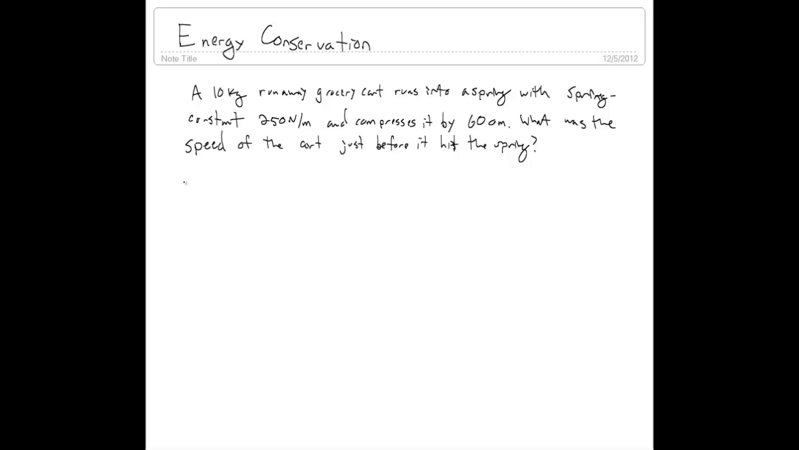So like momentum conservation problems, energy conservation problems take a before and after picture, and then we equate the energy before to the energy after to find what it is we're interested in. So let's look at this problem.